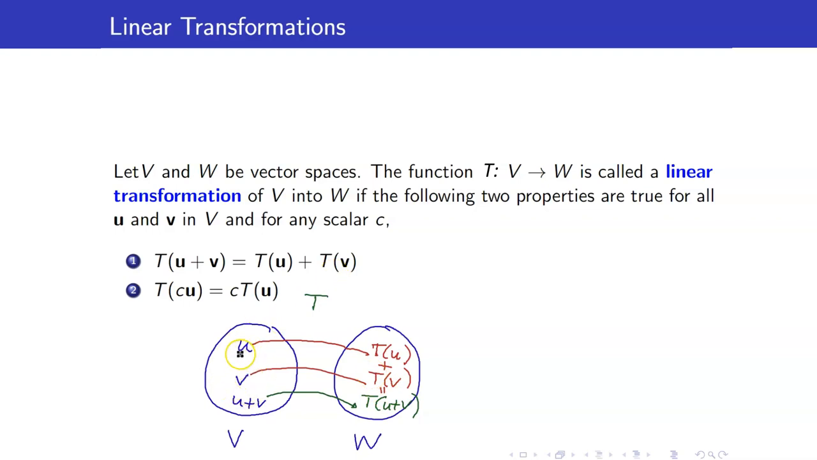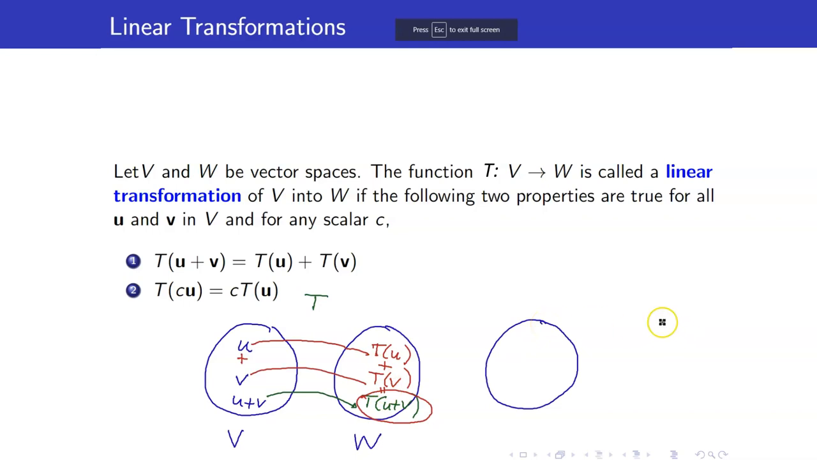So again, what is happening here? If you have two arbitrary elements, you add them up first. So you got U plus V, and then you apply the transformation T. This element should be the same if you apply first the linear transformation T to your two vectors U and V, and then you add them up.